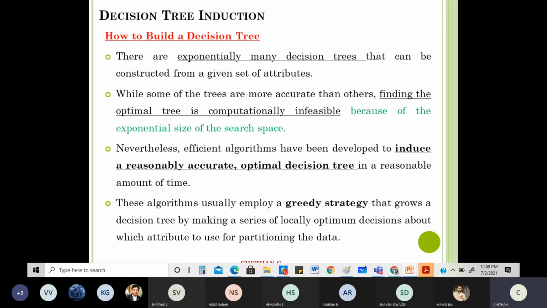So there are very many ways of building a decision tree. The first one is ID3, Hunt's algorithm, which you are going to see.